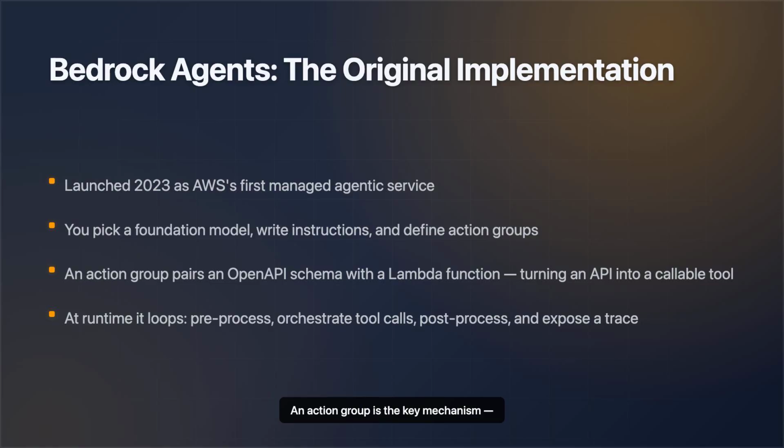An action group is the key mechanism. It pairs an OpenAPI schema, which describes an operation, with a Lambda function that actually runs it. That's how an API becomes a callable tool. At runtime, the agent loops through the ReAct cycle we just saw, and it exposes a trace, a record of the rationale, the action, and the observation at every single step, which is gold for auditing.